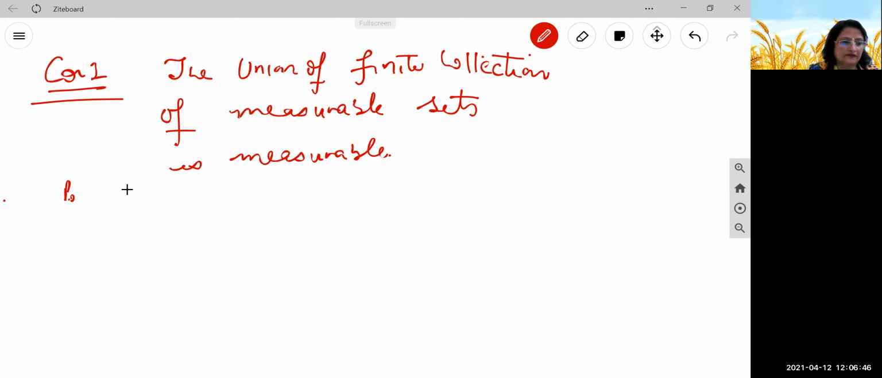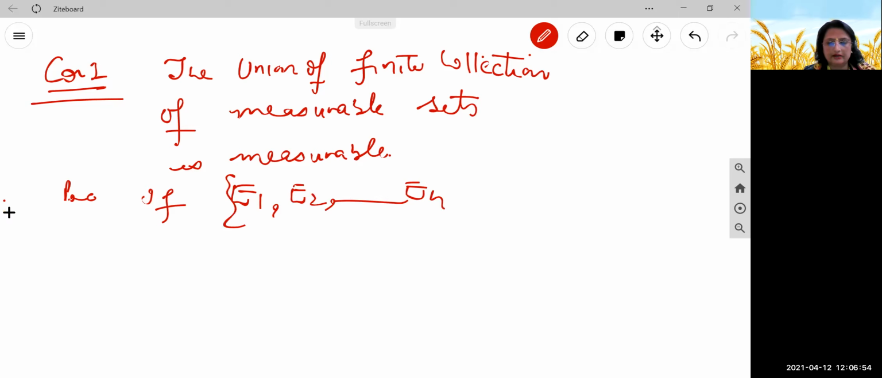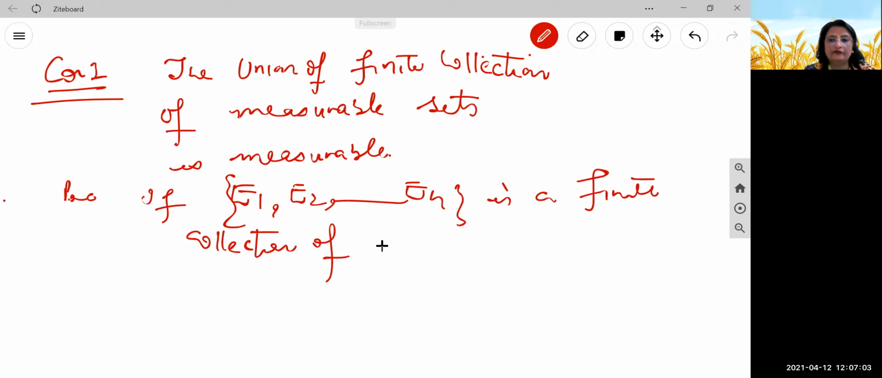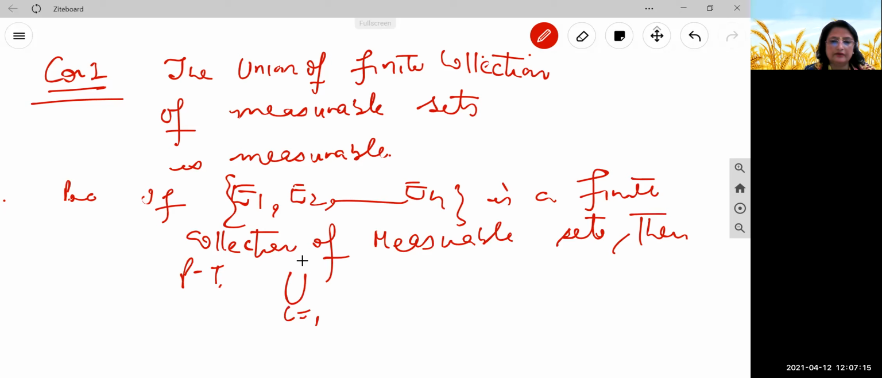That is, if E1, E2 and so on up to En, this collection, is a finite collection of measurable sets, then prove that union i running from 1 to n, Ei is measurable. Right? So we will do it by the method of induction.